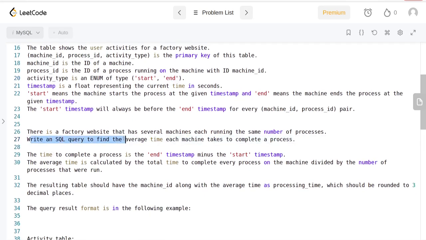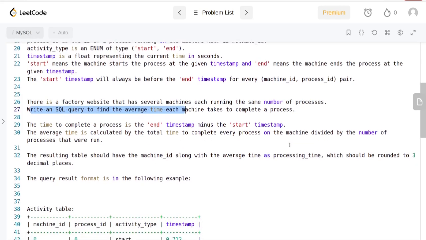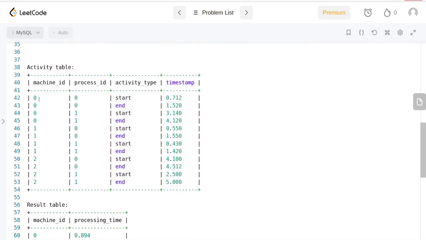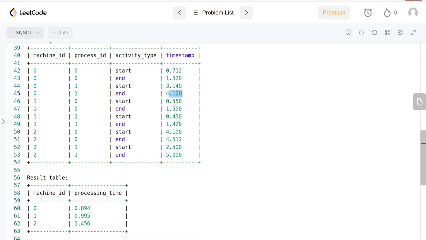We need to write a SQL query to find the average time each machine takes to complete a process. So here is the table. This is machine number 0, process ID 0, it is starting the process, and machine 0, process ID 0, and we are ending the process. Then machine 0, process ID 1, we are starting the process at this timestamp, and then the same machine, process ID 1, the process is ending, and this is the timestamp.